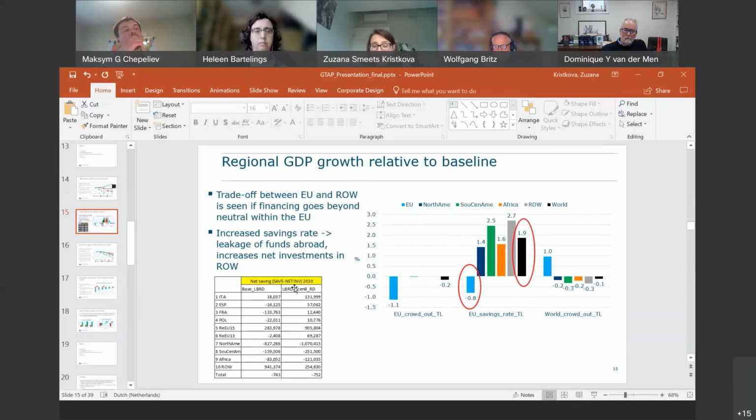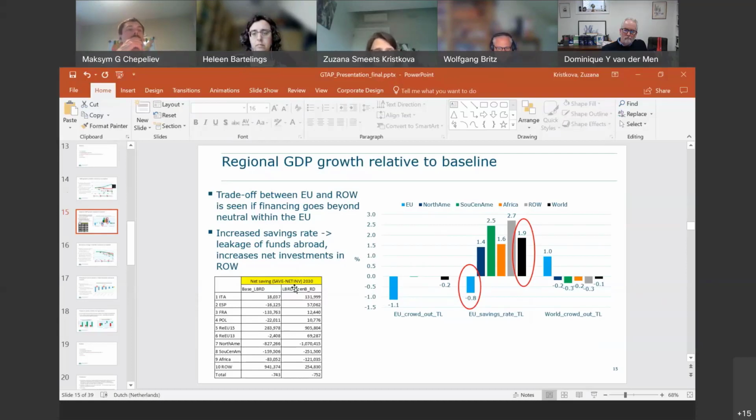So there is a savings rate increases GDP in the world, but not in the EU. That's a little bit surprising, and probably it has to do with the way the scenario is designed, that it does not control for where the increased savings go. There's the global bank that collects them and redistributes them back.